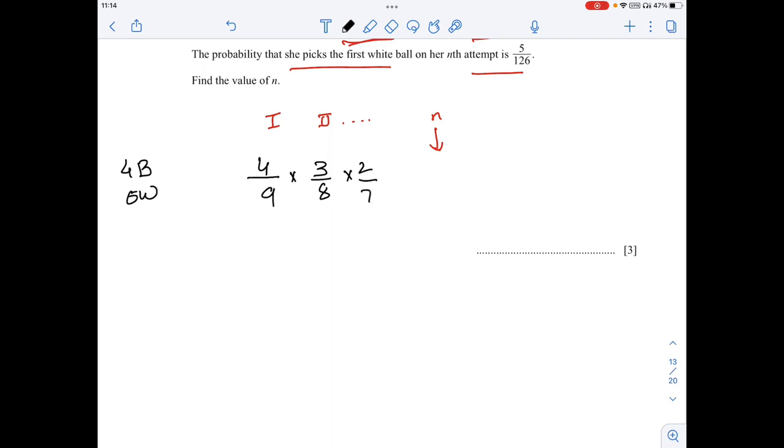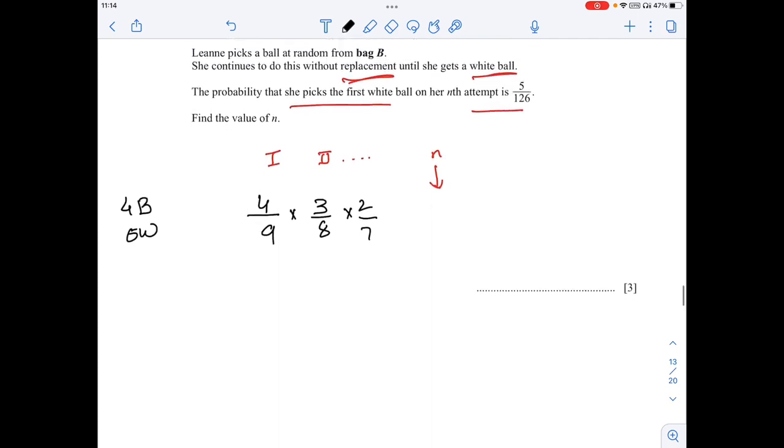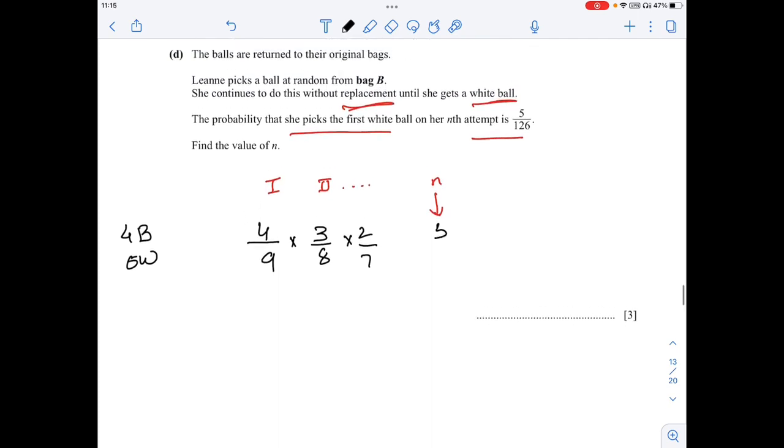So it keeps on, and the last time it is going to be the white one. White is 5 upon, and we have to see what it is. Only 5 is left over, and this answer is going to be 5 upon 126. So if I try with 5 upon 6, I am going to simplify that and check whether it gives me 5 upon 126 or not.